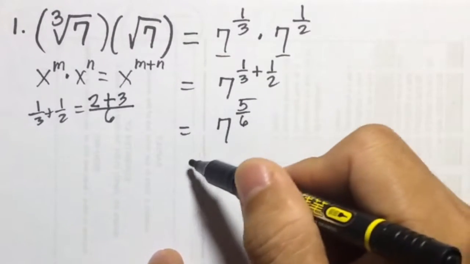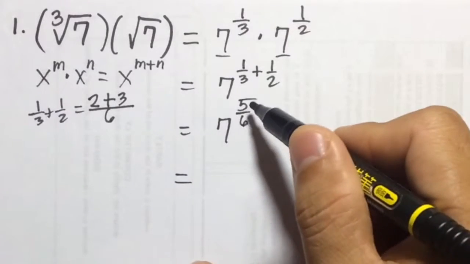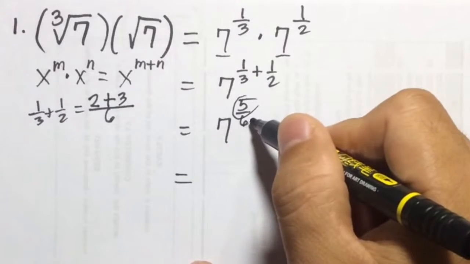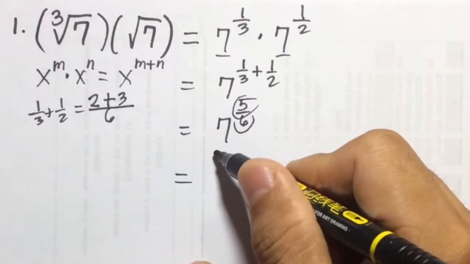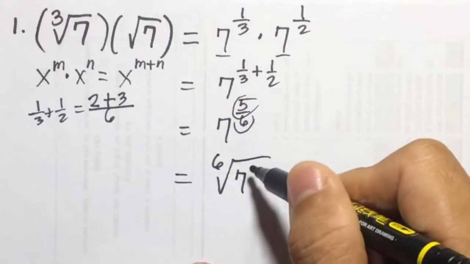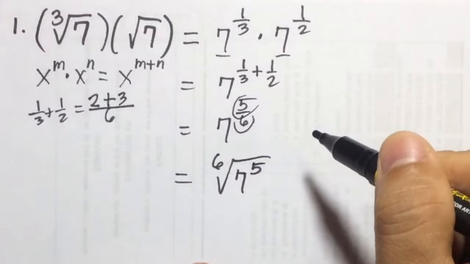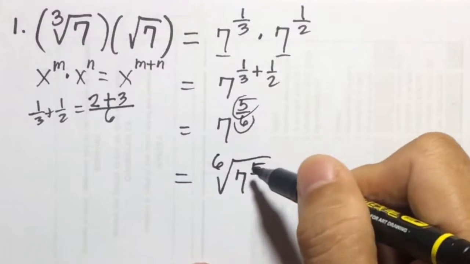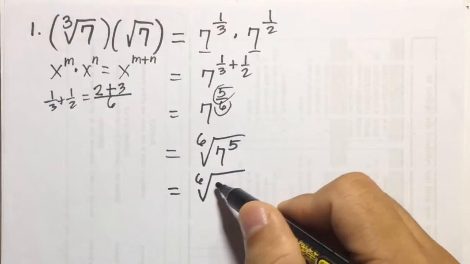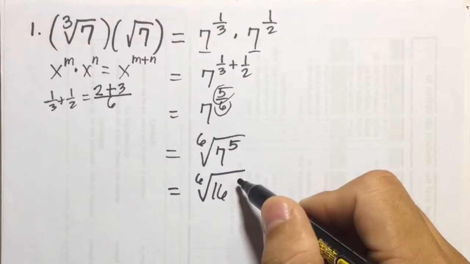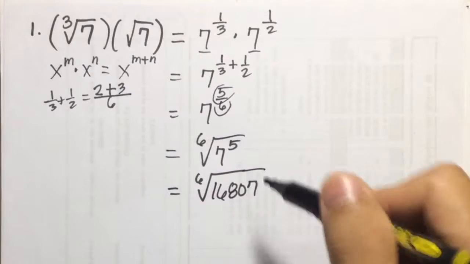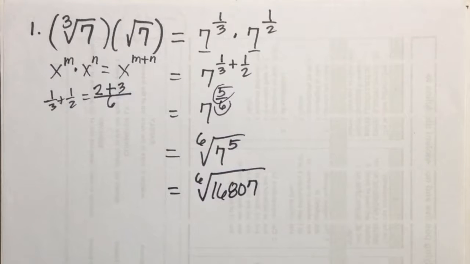5/6. Then expressing this one as radicals again, this will be the exponent, this will be the index, so we're going to have the answer as 6th root of 7 to the power of 5. Or you can still simplify this one, 7 to the power of 5, that will be equal to 6th root of 16,807. So your answer will be 6th root of 16,807.